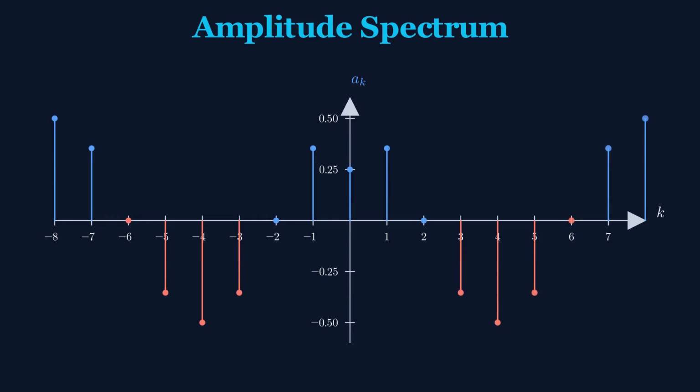This plot is called the amplitude spectrum. It tells us how much of each harmonic frequency is present in our signal. In the complex form, Xk equals 1/4 times cosine of k pi over 4, which gives identical results.